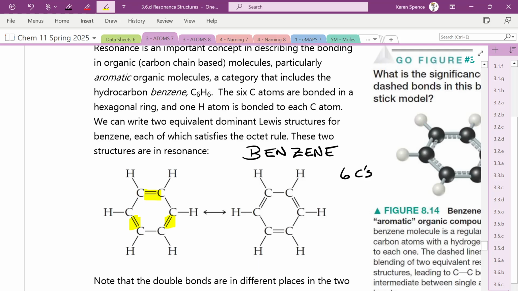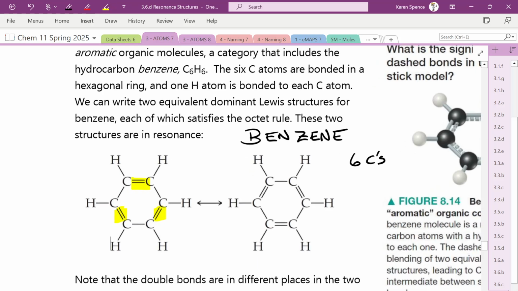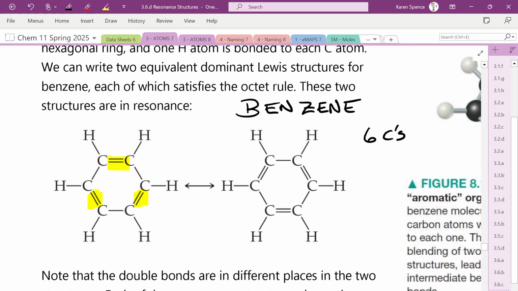Can we have resonance here? We could, because we could just move everybody. This guy could move over here, right? This one could move here, and this one could move here. So now we have our double bonds there, there, and there.